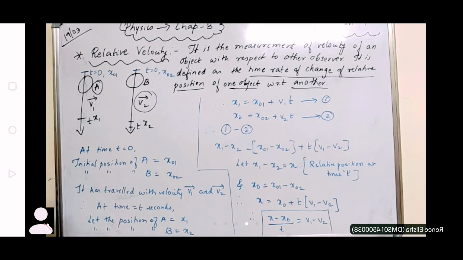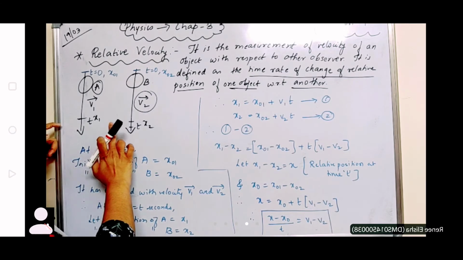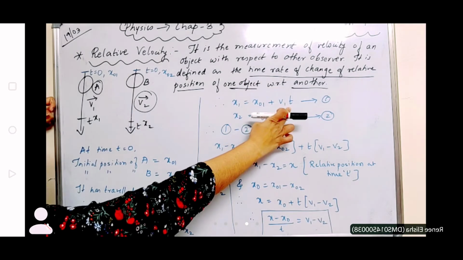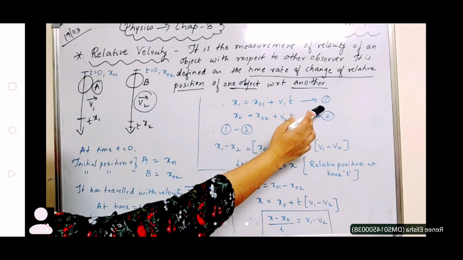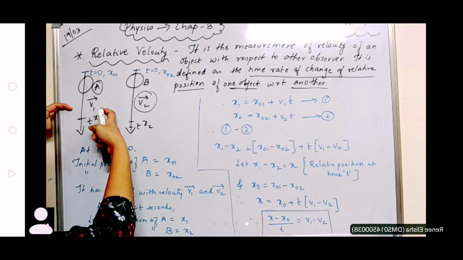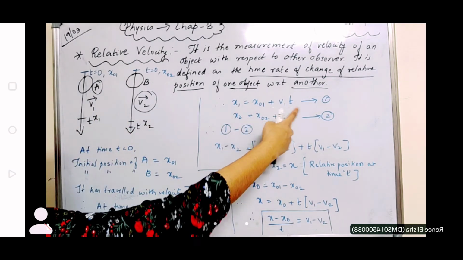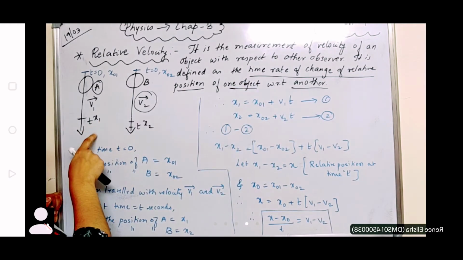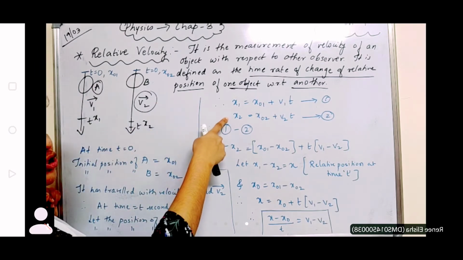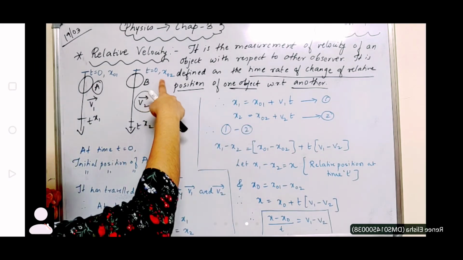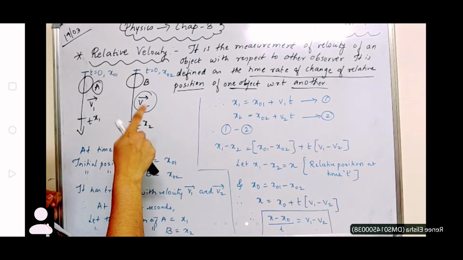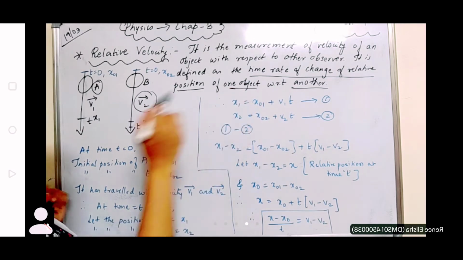That means I can say that x1 is x01, the initial position, plus the velocity into the time it has travelled. Let this be equation number 1. So that gives me the position of object A at time t. And x2 is nothing but, same, x02, the initial position, plus v2 into t, at time t, equation 2. So these are nothing but the two positions at time t.